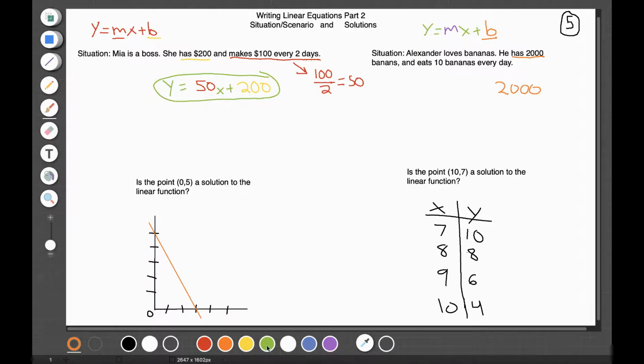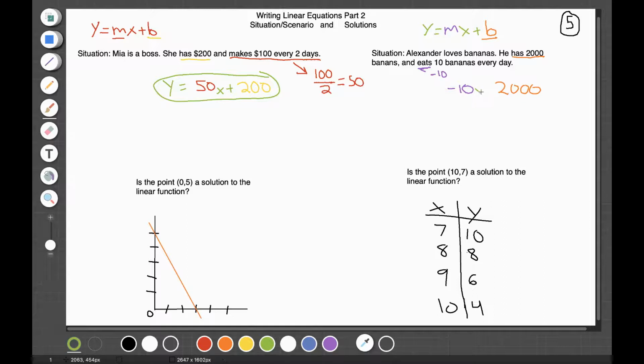Now it's the question of the changing amount. Well, it says he eats 10 bananas every day. This is a little bit tricky because he eats 10 bananas means that he's losing 10 bananas. The bananas are going down. So it's actually not a positive 10. It would be a negative 10 because he's eating them. So they're going away. He's not adding more bananas. He's taking them away as he eats them. So our slope then is negative 10.